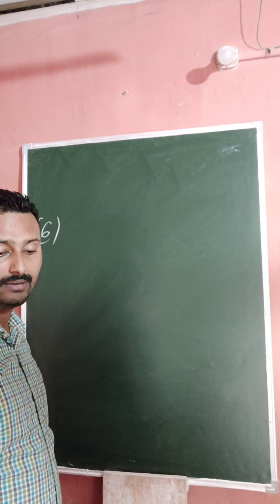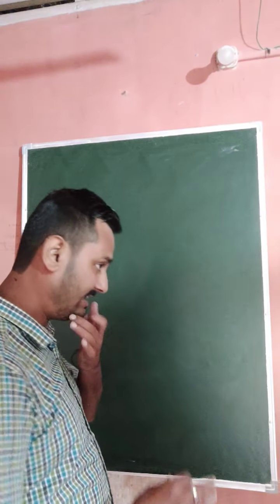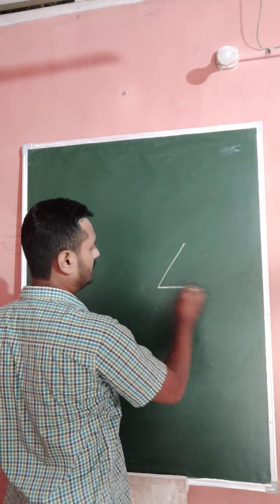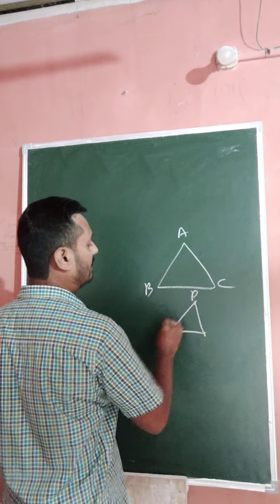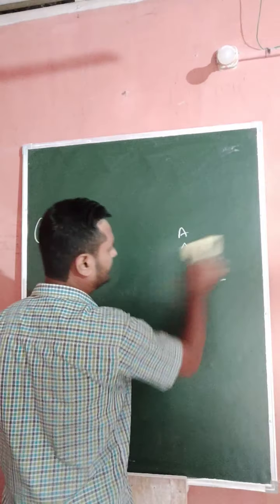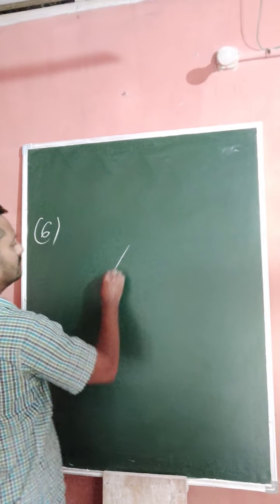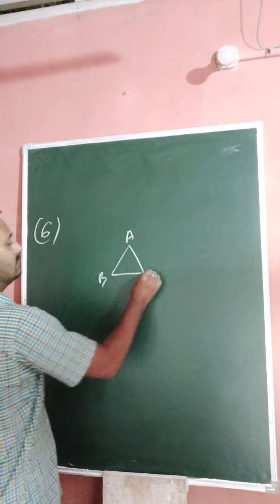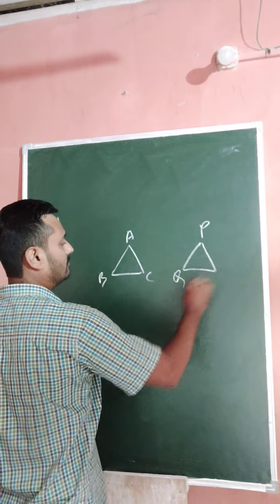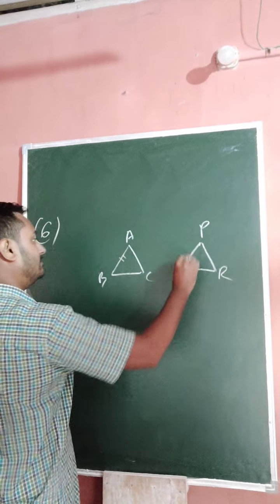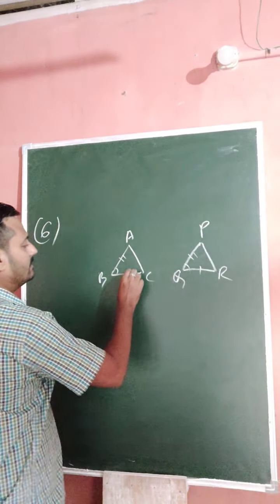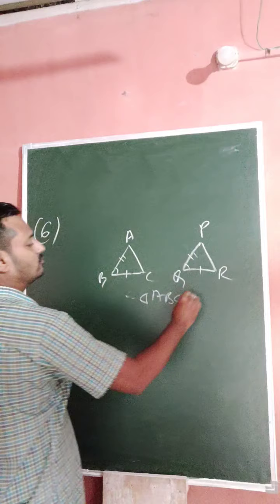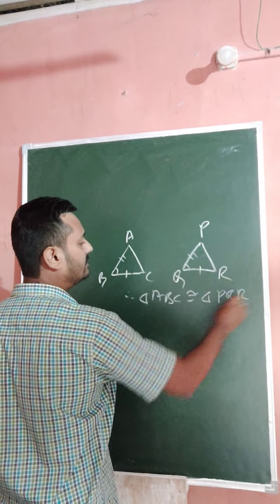In this case, your concept about the pattern must be clear. Pattern does not mean that type of pattern actually. Look at this one. Suppose one triangle is ABC and another triangle is PQR. Suppose AB side is equal to PQ side, angle B is equal to angle Q, and BC is equal to QR. Then you can say triangle ABC is congruent to triangle PQR by using SAS.